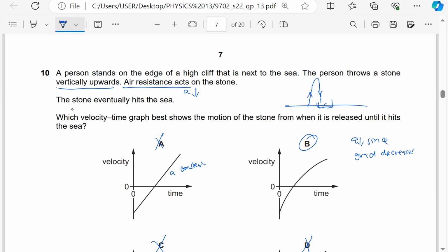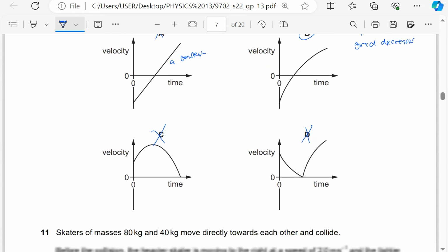Initially, it is showing acceleration in one direction, which is fine, but the acceleration is decreasing. That's what we're interested in because the gradient of the graph is decreasing. So the answer is B.